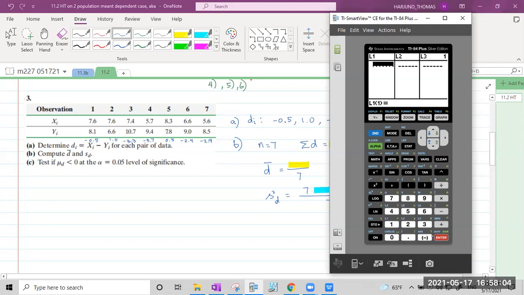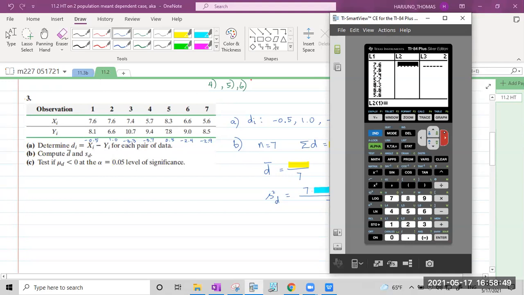Now, this is what I will do. I will input observation X to list one, but you need to do it in exactly the same order. Okay, 7.6, that's X1. X2 is also 7.6. X3 7.4. X4 5.7. X5 8.3. X6 6.6. X7 5.6. Done.